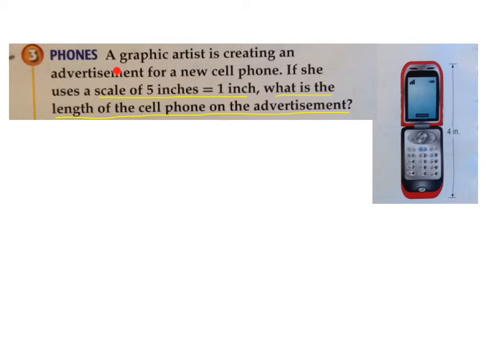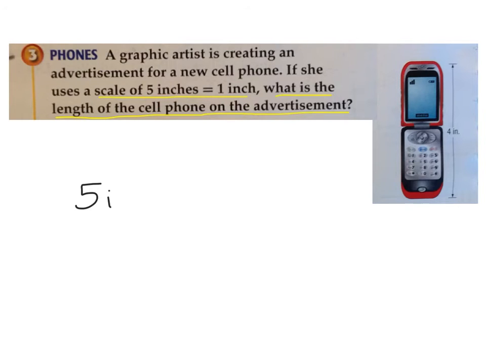All right, let's take a look at one more problem here. It says a graphic artist is creating an advertisement for a new cell phone. She uses a scale of 5 inches equals 1 inch. What is the length of the cell phone on the advertisement? So I have my scale here. 5 inches is going to equal 1 inch. Remember, the first number tells us the model or the drawing, and the second tells us the actual length. So we know that every 5 inches on the model is going to equal 1 inch in reality. Now I can set this up as a proportion.